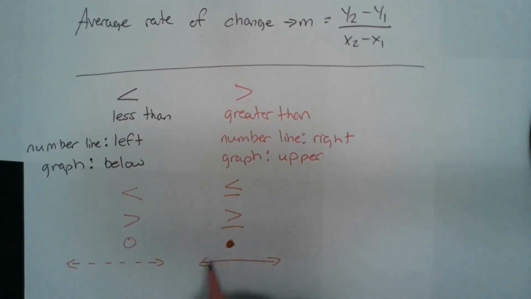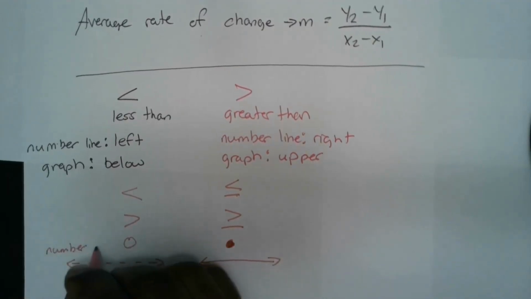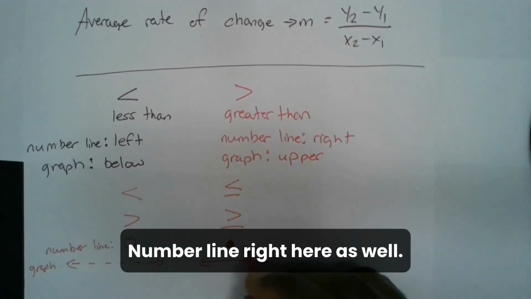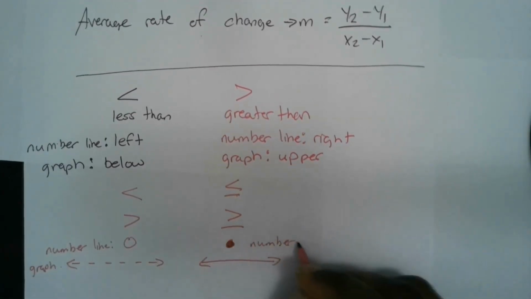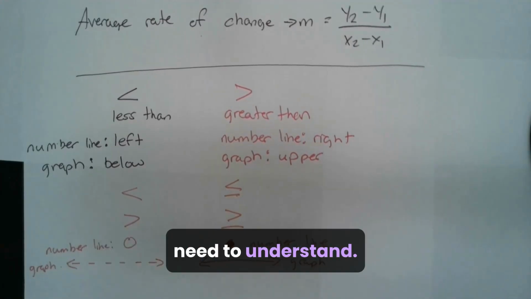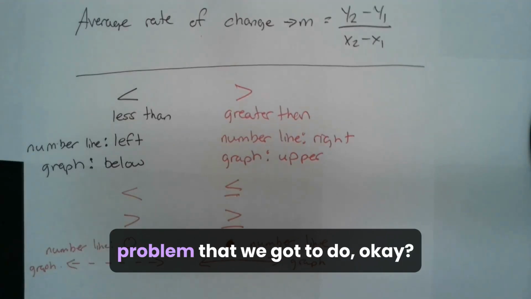So this is a number line again. This is the graphing part again. Number line right here as well, and also with graphing. So those are the main things you guys need to understand. All right, so let's get into at least a problem that we got to do.